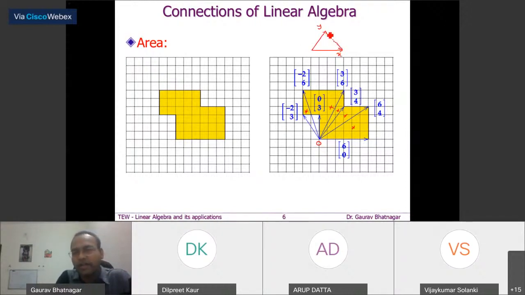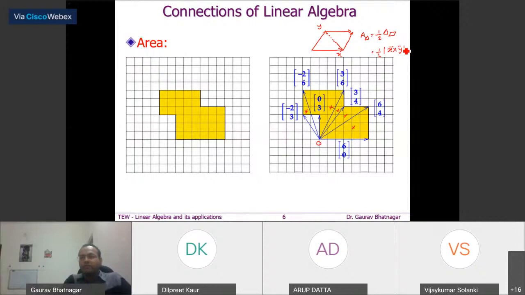Then I will take another vector which is parallel to this, and again take the parallel to this, and using the parallelogram law I can always find the area. So the area of this parallelogram is, say, A. The area of the triangle is nothing but 1 by 2 of the area of the parallelogram. And the area of the parallelogram can be easily identified by the cross multiplication of these vectors.